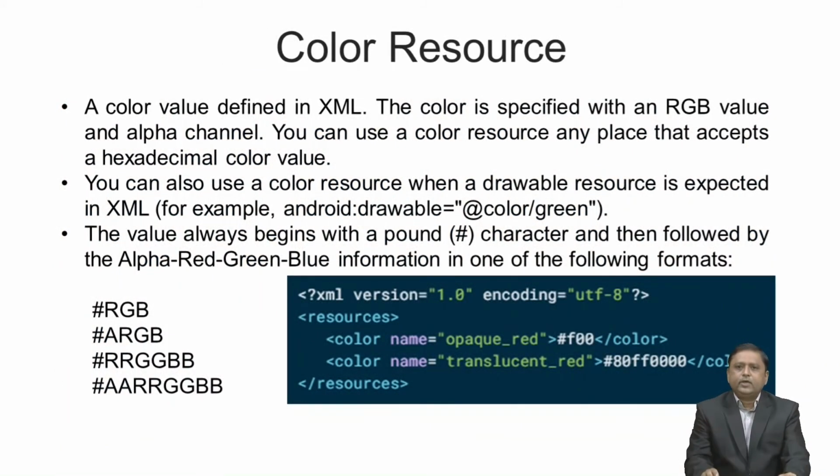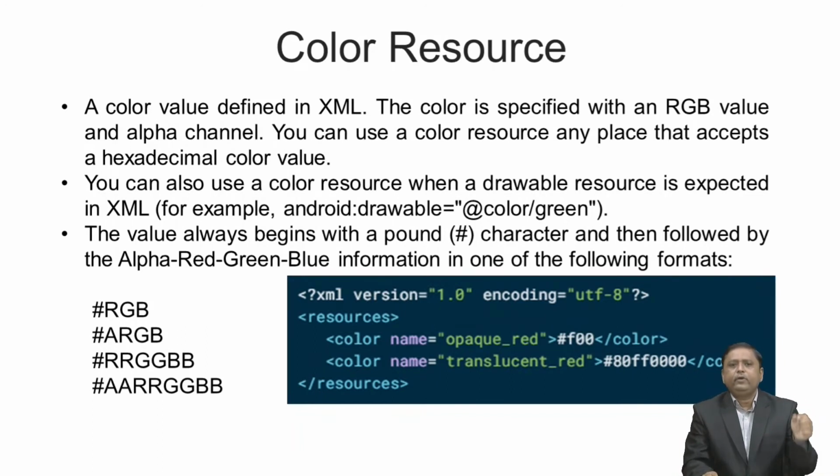Let us try to understand color resources. So it is basically a color value defined in XML, and color is specified with an RGB value and alpha channel. You can use a color resource any place that accepts a hexadecimal color value. You can also use a color resource when a drawable resource is expected in XML.